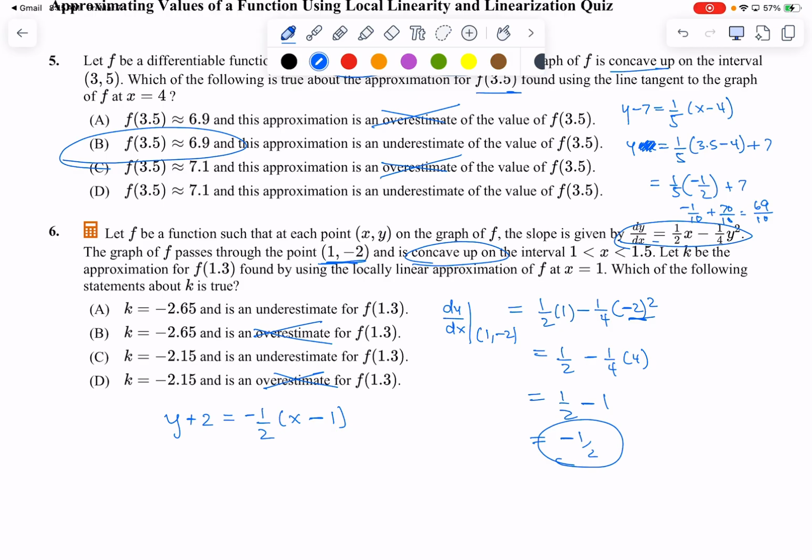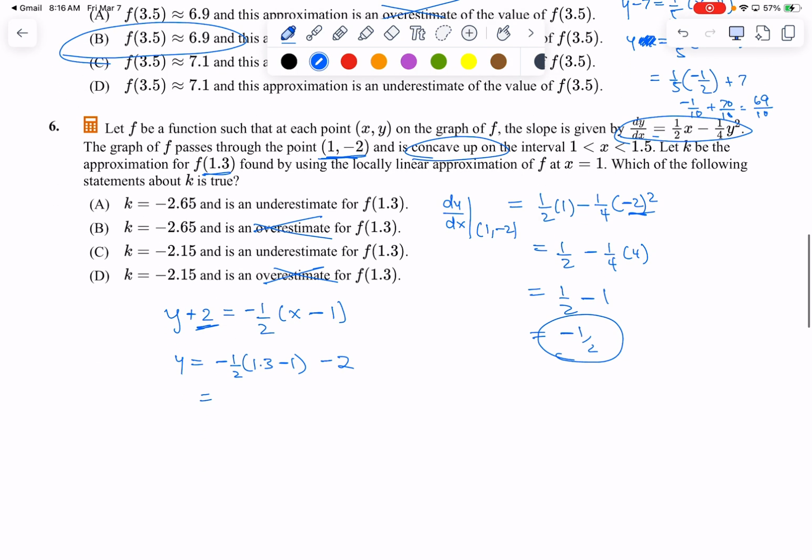Let k be the approximation for f of... okay, no, this is the same thing. They're just saying the answer is going to be k. So you're just going to plug 1.3 in. So it's going to be y equals negative 1/2 times (1.3 minus 1) minus 2, because I moved the 2 over. So you're going to have negative 1/2 times 0.3 minus 2.